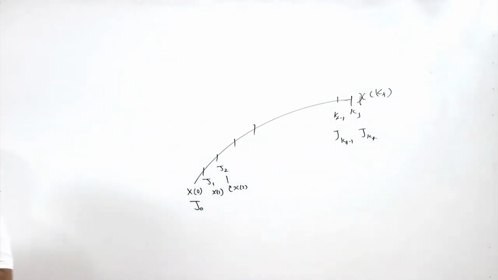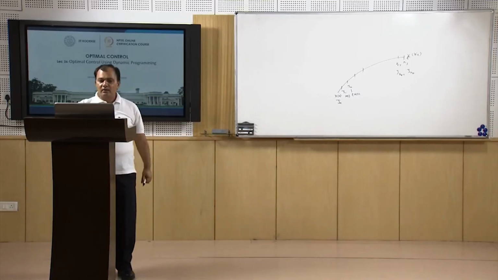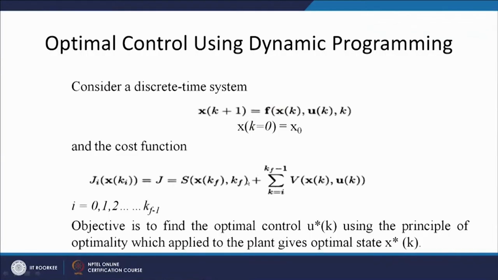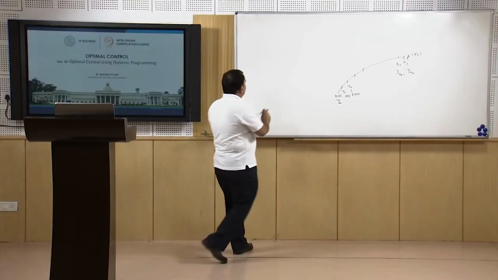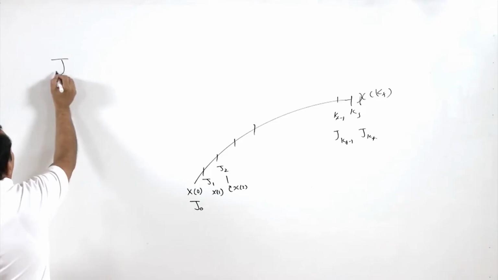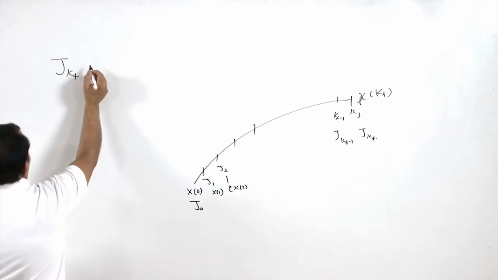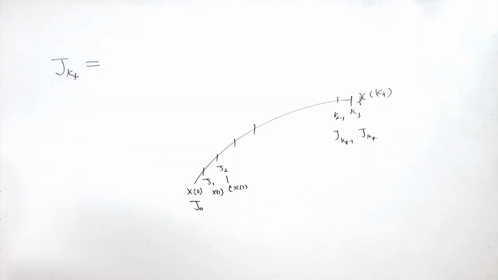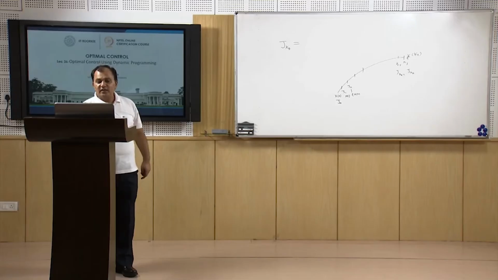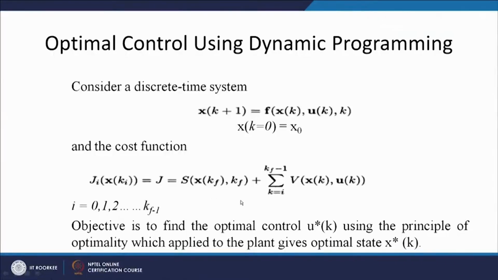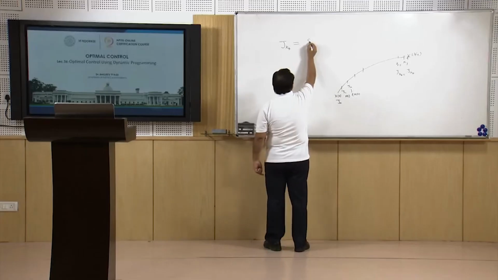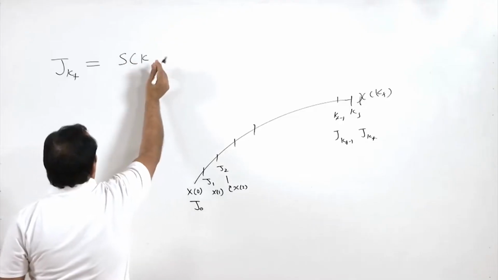As I am saying, my J_i is equal to S(x(kf)) plus sigma of this term. So, if I write J(kf), what is this? This is nothing but my terminal cost, S(x(kf)).